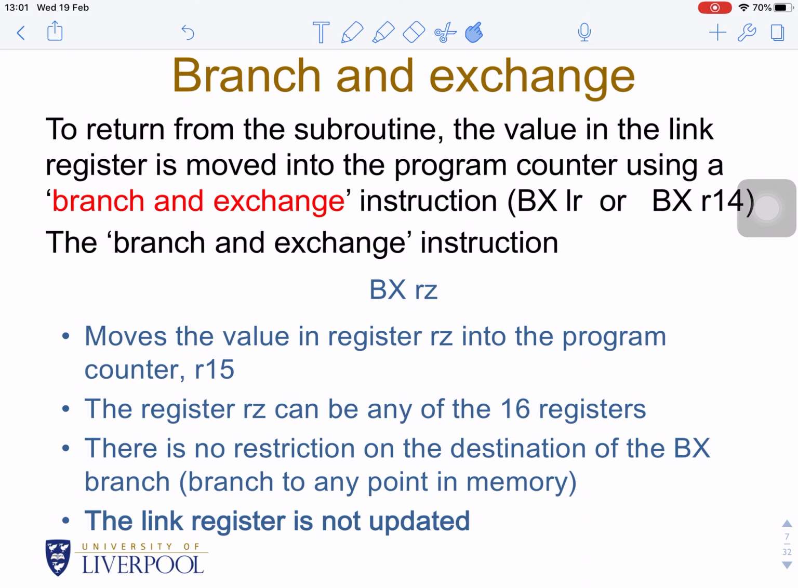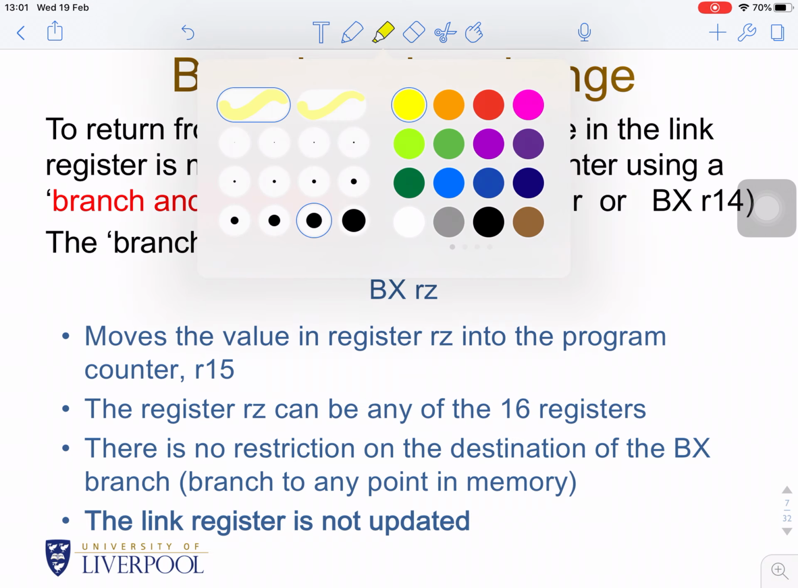There is no restriction on the destination of the BX. The link register is not updated. Why is the link register not updated? Why?